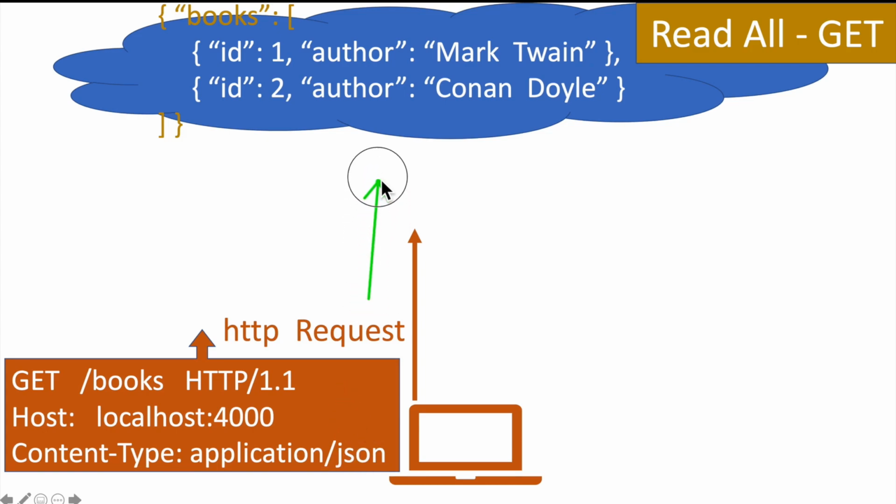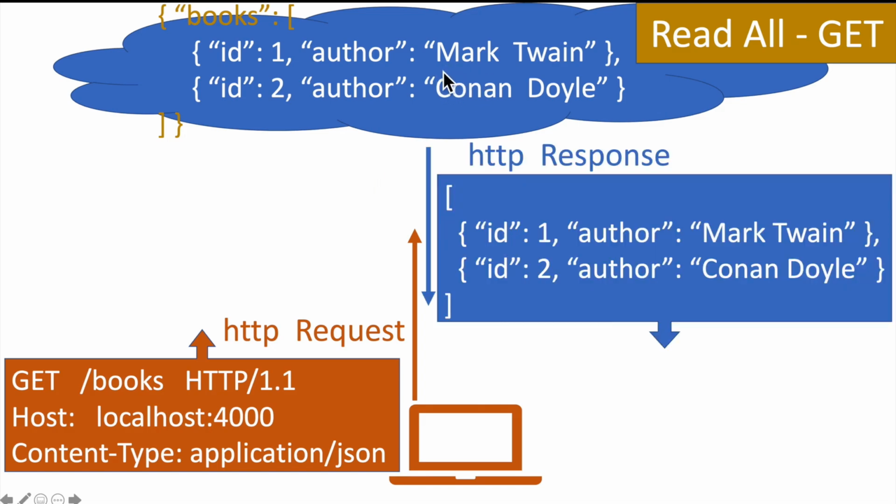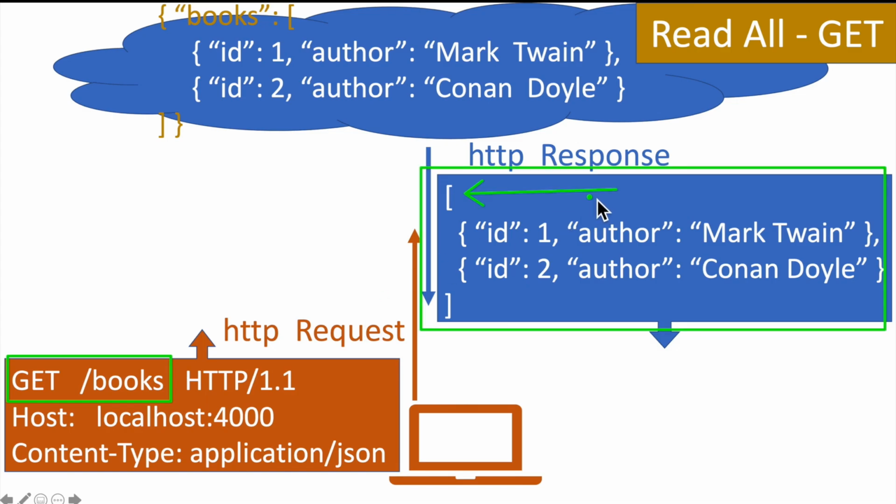When this request reaches the API, the request is processed and we get back an HTTP response. Since we specified GET and /books, we indicated that we wanted to get all the book records, and so we get back an array which contains all of the book records.